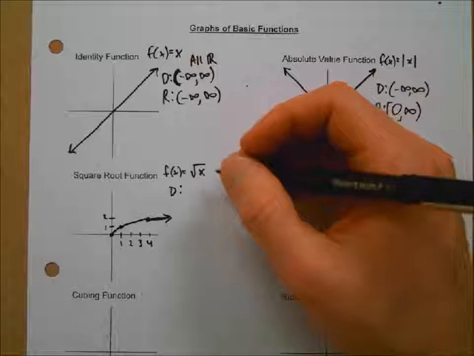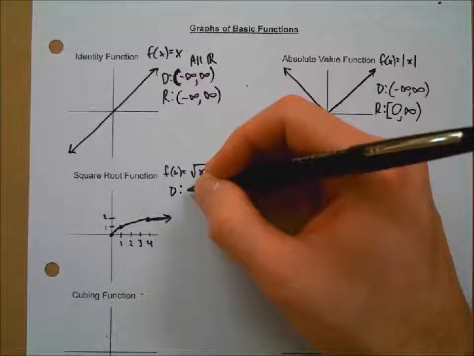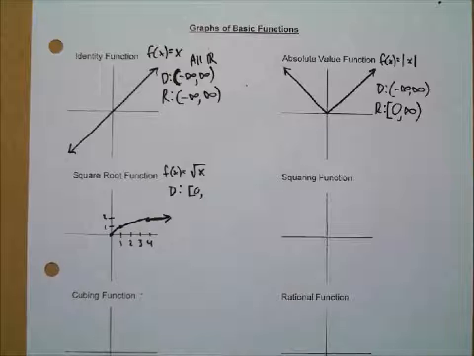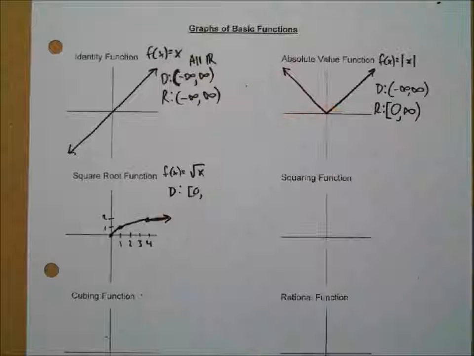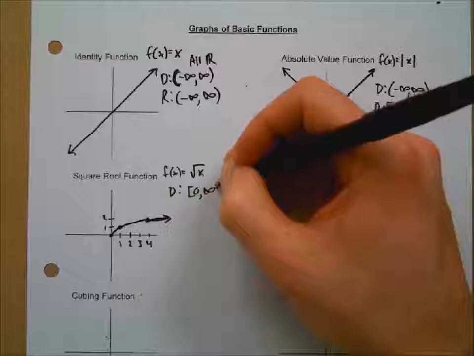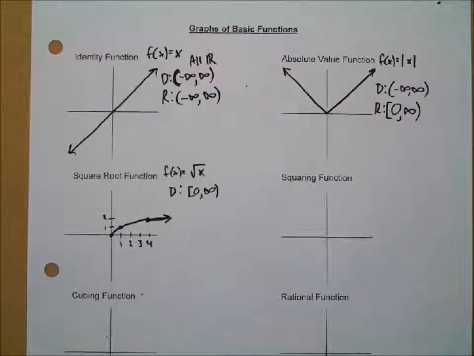But anyway, the domain here is going to be from 0. Is it open? Yeah. So 0, and then what's our upper limit on the domain there? Infinity. That's right. We can take the square root of lots of big numbers if we wanted to.